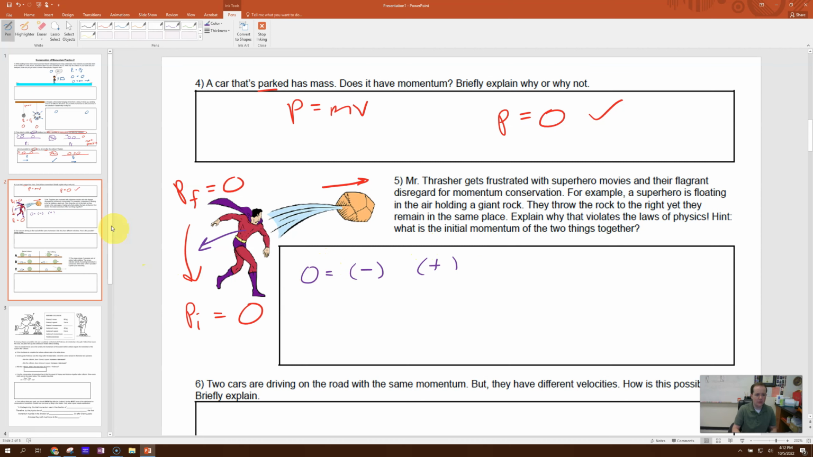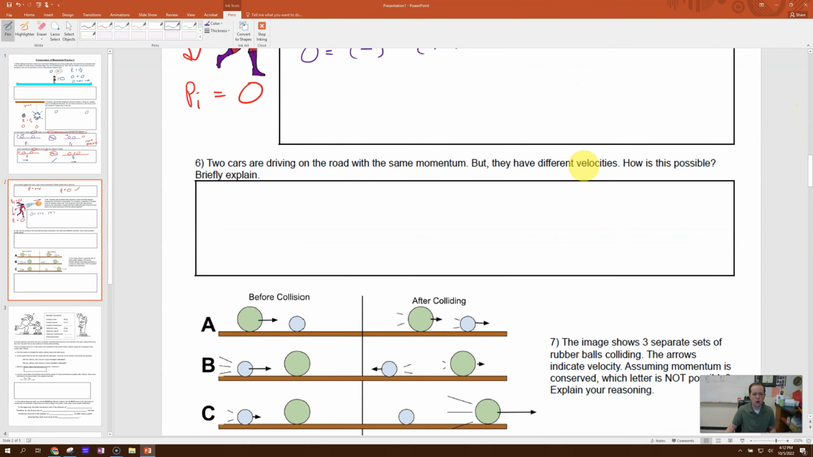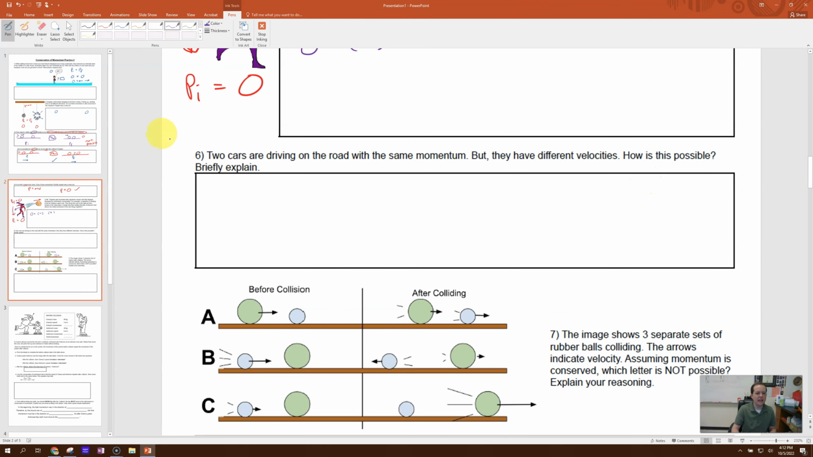All right? Next one, number 6. If I scroll down a little bit, I'll have number 6 here. It says 2 cars are driving on the road with the same momentum. Okay, again, this is not a conservation of momentum question. This is just a basic momentum question. If they have the same momentum, so 2 cars have the same momentum, but they have different velocities.